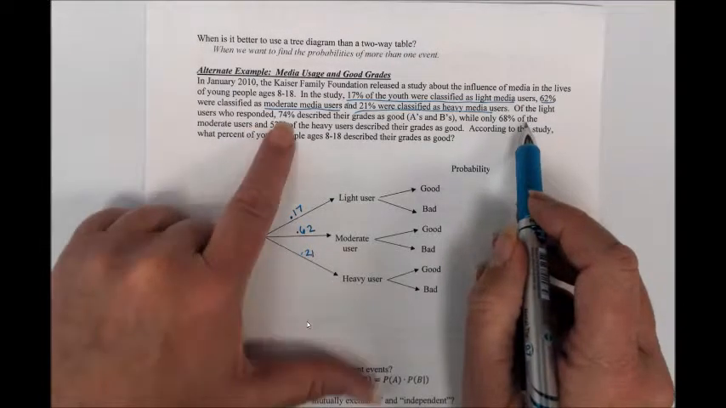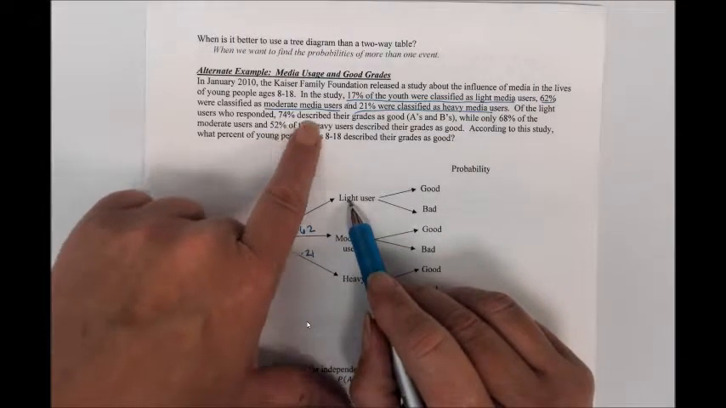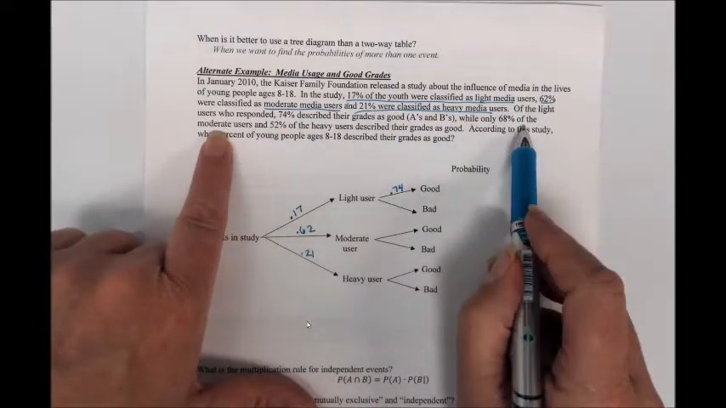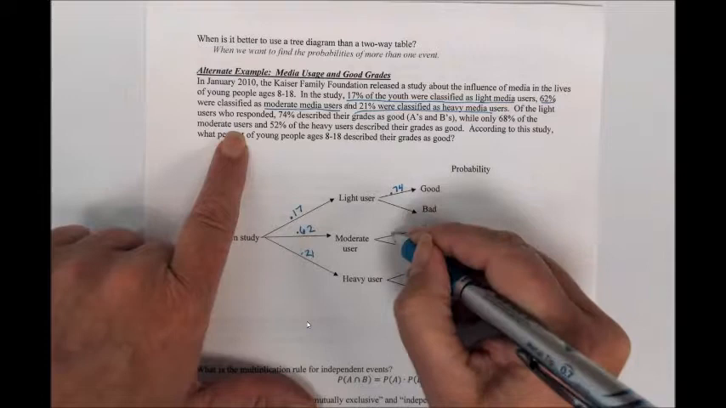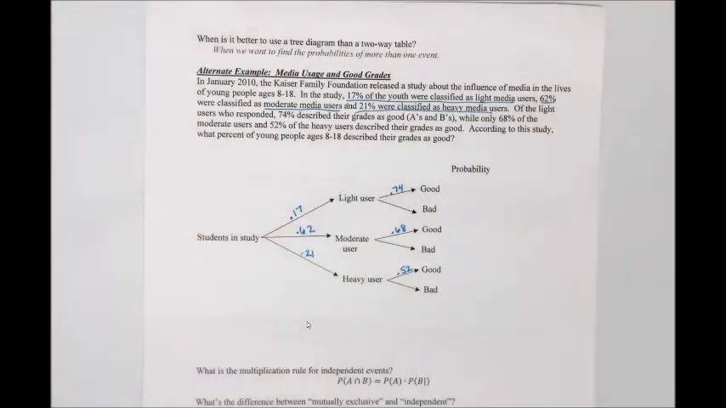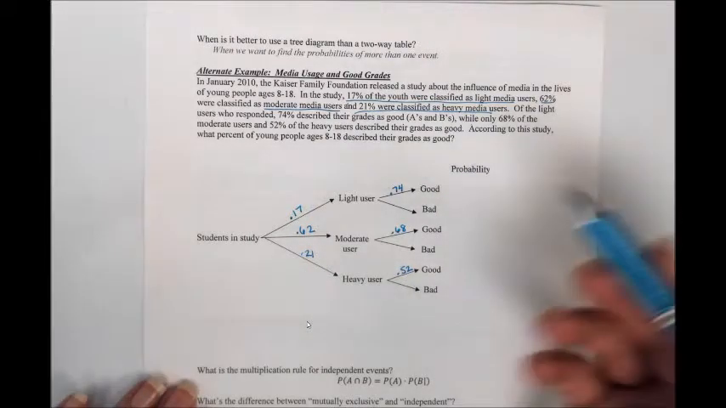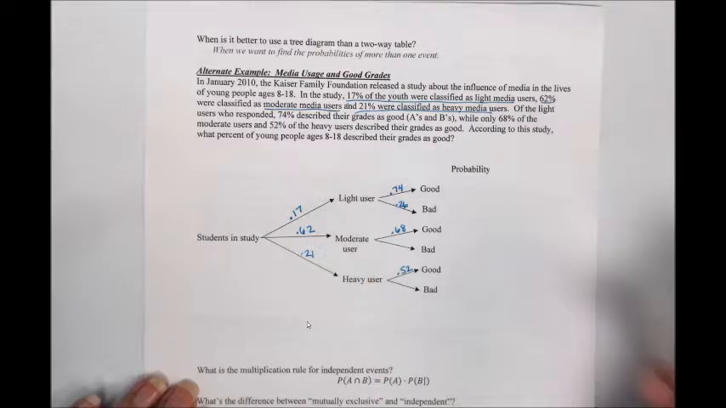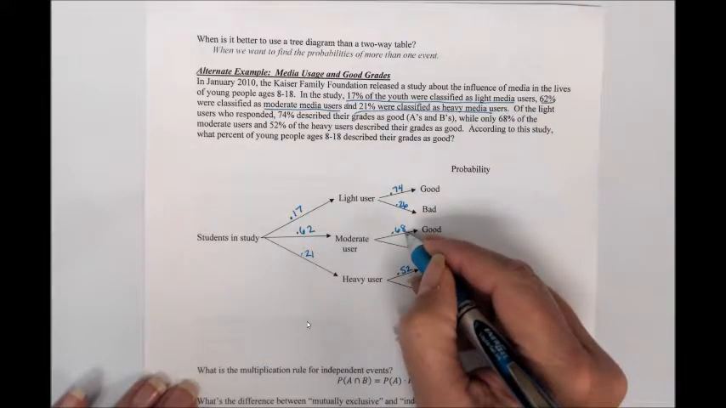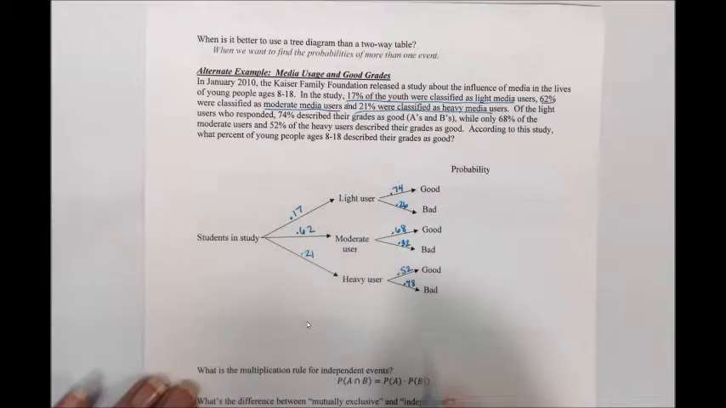Of the light users, 74%, so that's 0.74. And then 68% of moderate users described their grades as good, and 52% of heavy users. So again, I can figure out if 74% said good, then that means 26% said bad, because again, this should add up to one whole. Same thing with this one. The number that's missing here is 32%, and the number missing here is 48%.